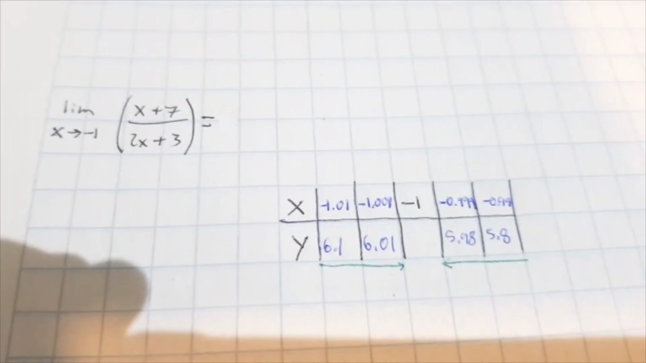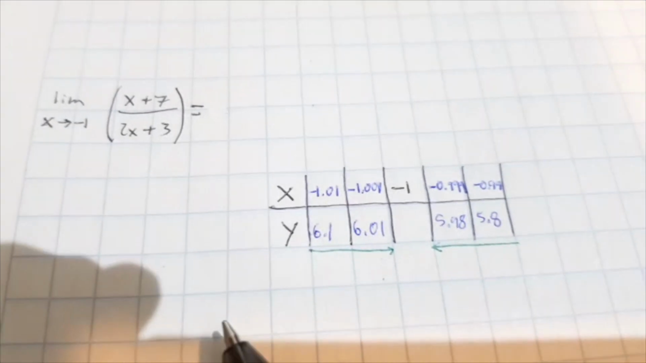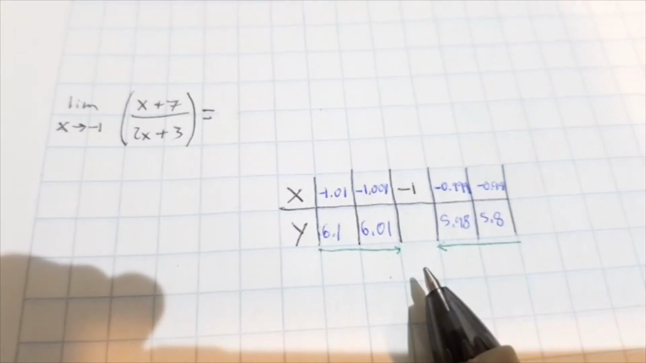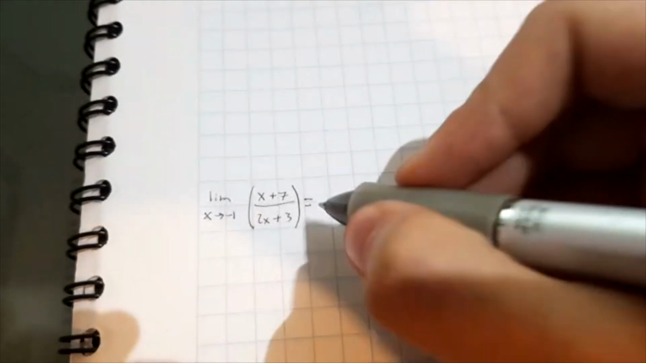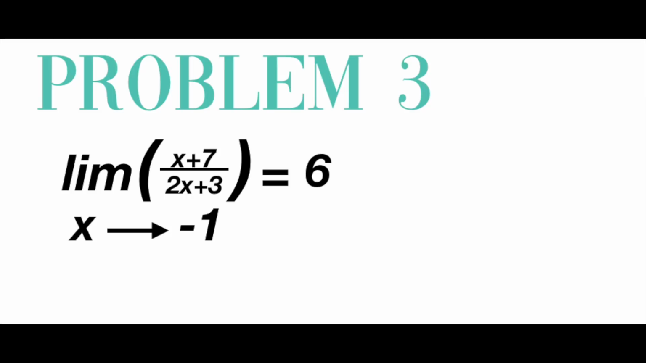Okay, so once we have all the numbers, we need to see which number is approaching. So like from the left is approaching 6, and from the right it is also approaching 6. So we can see that our answer is number 6. And there you go, that's it. The limit of x plus 7 over 2x plus 3 if x is approaching negative 1 is 6.